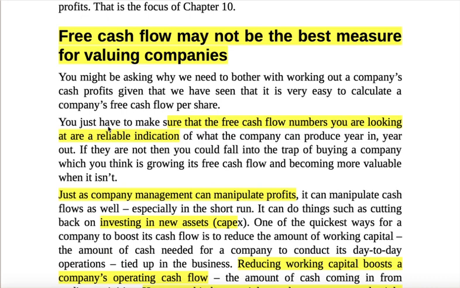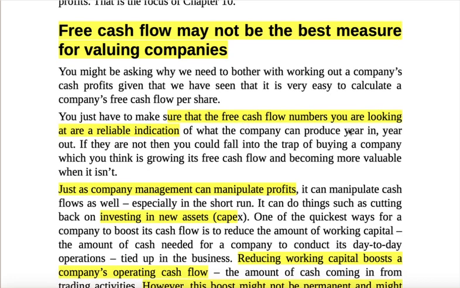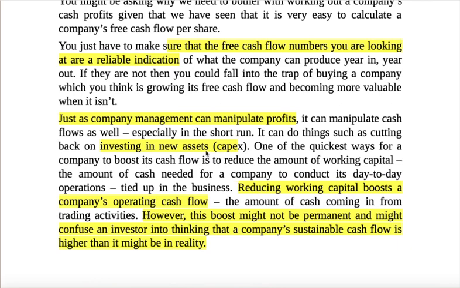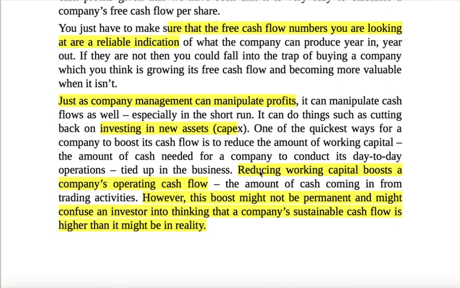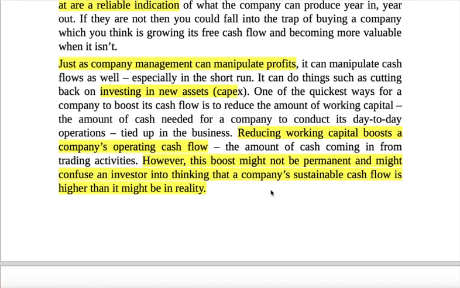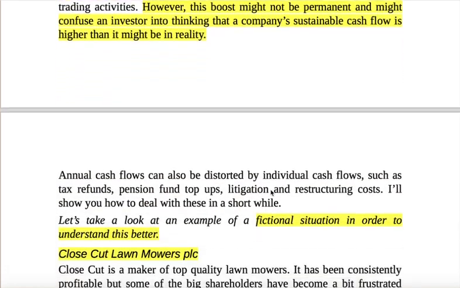Then he says you just have to make sure that the free cash flow number you are looking at is a reliable indication of what the company can produce every year. Just as a company's management can manipulate profit, they can even manipulate their working capital or their capex. They can reduce their capex, stop investing in new assets, and your cash profit would be high. Reducing working capital boosts a company's operating cash flow. However, the boost might not be permanent. It might confuse an investor into thinking that the company's sustainable cash flow is higher than it actually is.